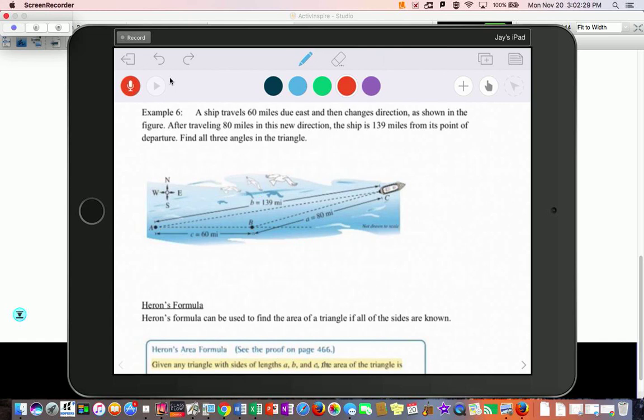basically you're looking at this dotted line triangle, and you know all three sides. So I would start by finding angle B and then go from there. You can use law of sines or law of cosines, but find all three angles and then come back and check your answers. So pause the video now.